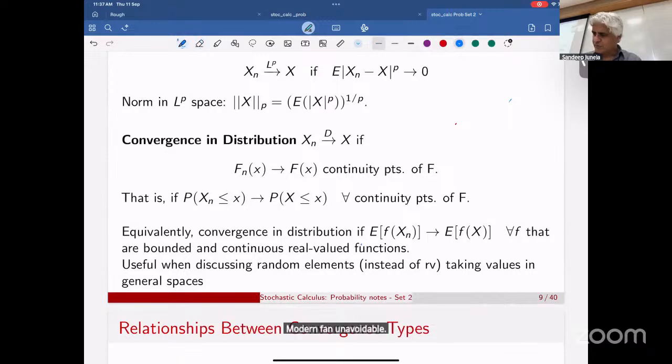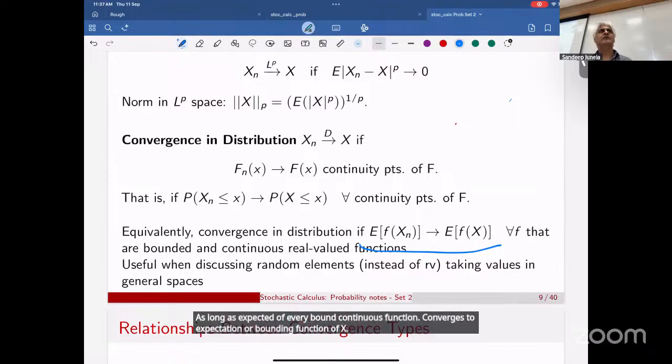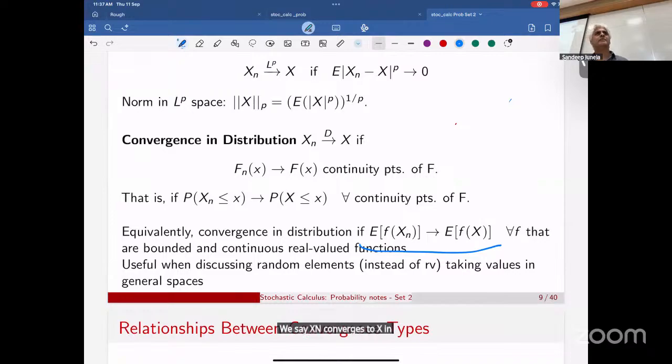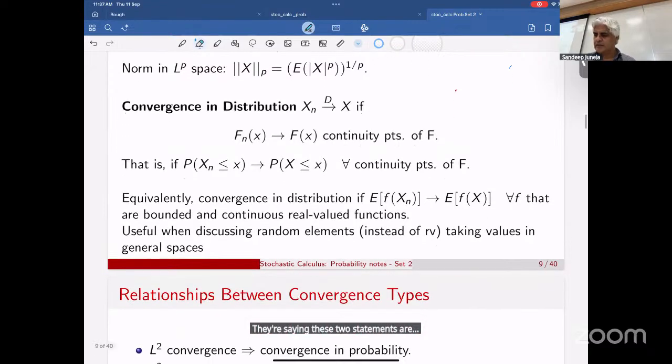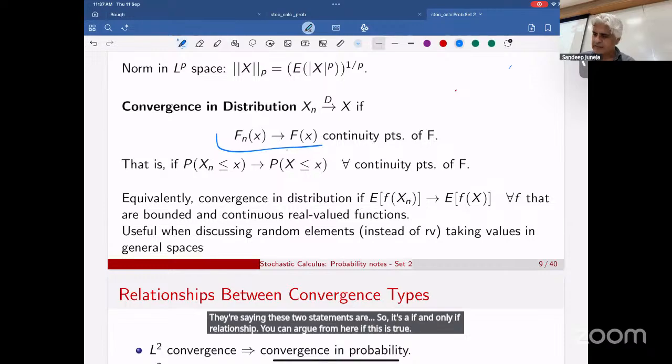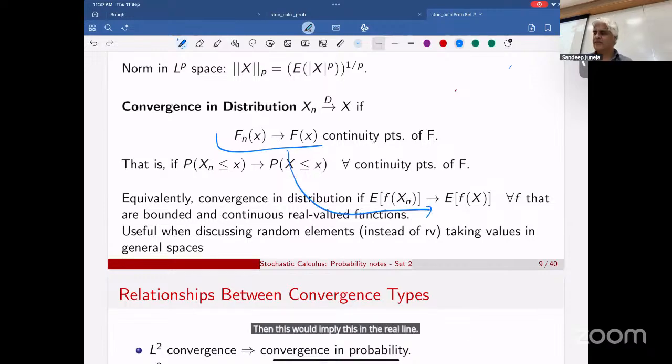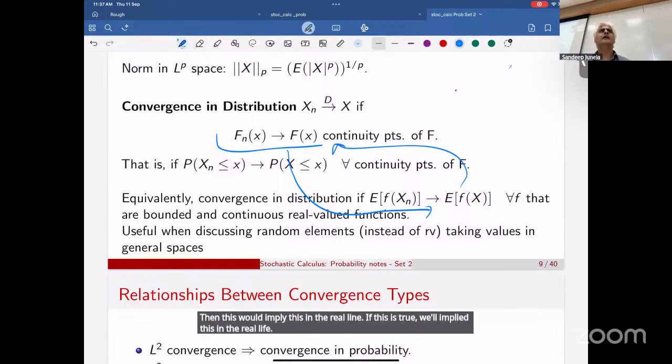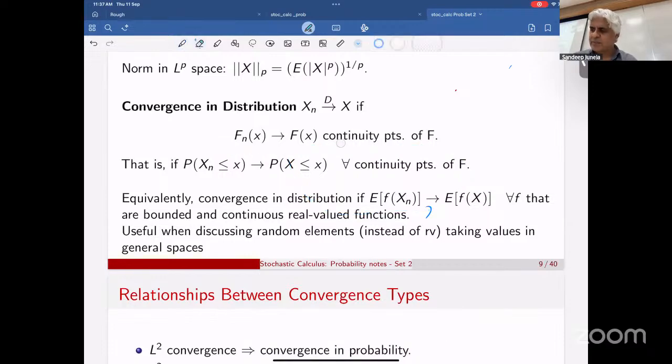All right, guys. So for Xn, we look at a bounded continuous function f. As long as the expectation of every bounded continuous function of Xn converges to the expectation of the function of X, we say Xn converges to X in distribution. These two statements are equivalent. It's an if and only if relationship. You can argue that if this is true, it implies this on the real line, and vice versa. But it's a powerful notion of convergence.